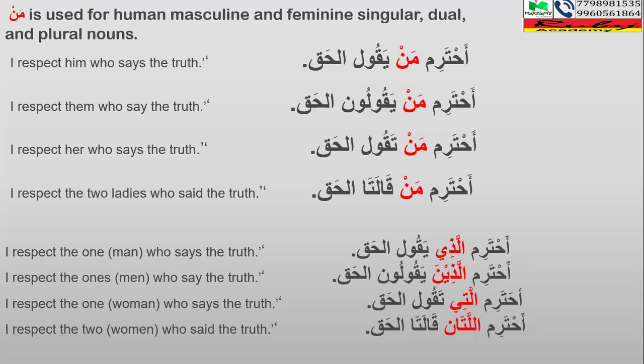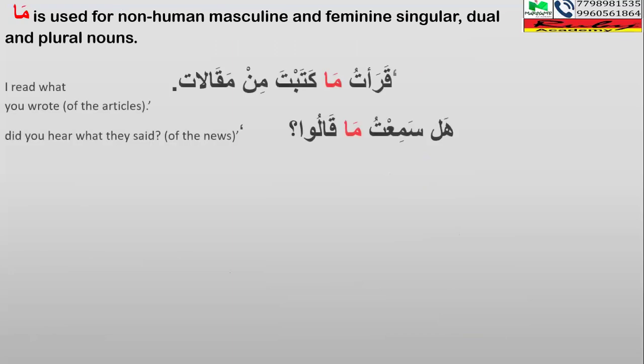Now it is the same for the non-human. So ma is used only for non-human, but there is no condition for the gender and number. Qara'tu ma katabta, I read what you wrote, min maqalat, that is, articles.